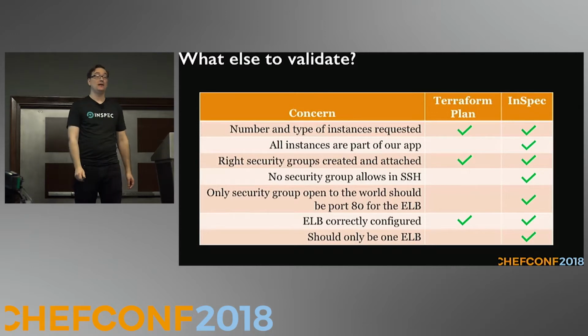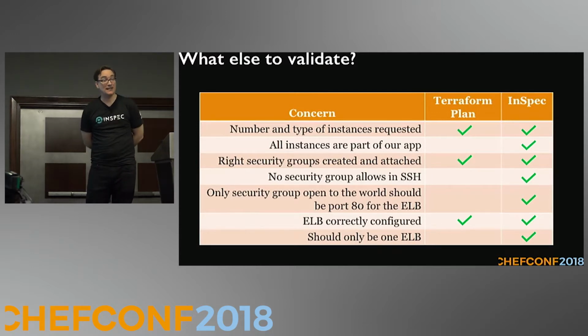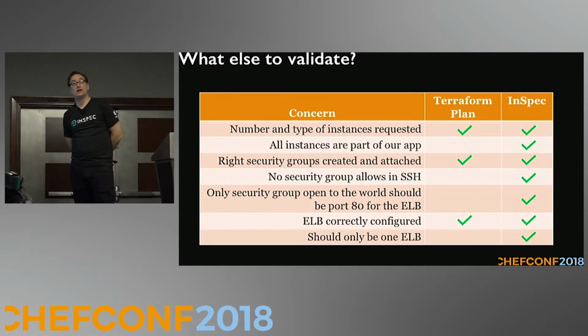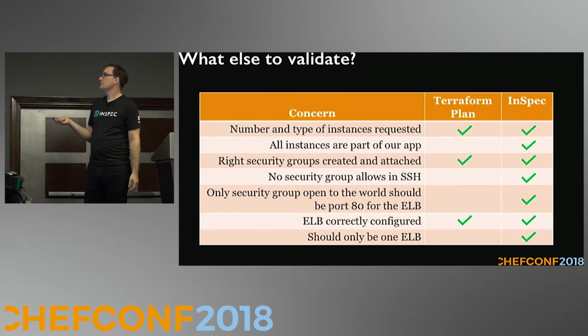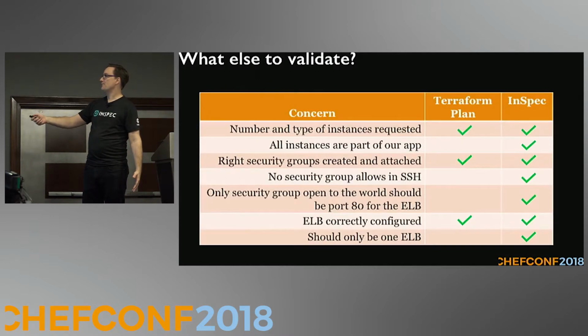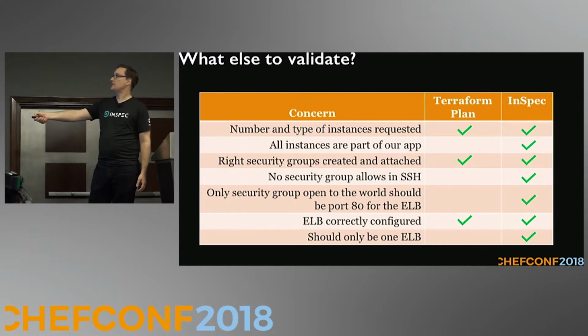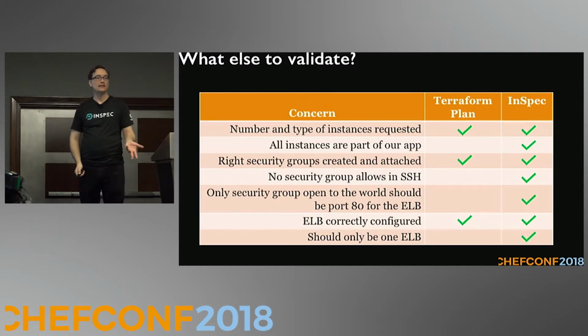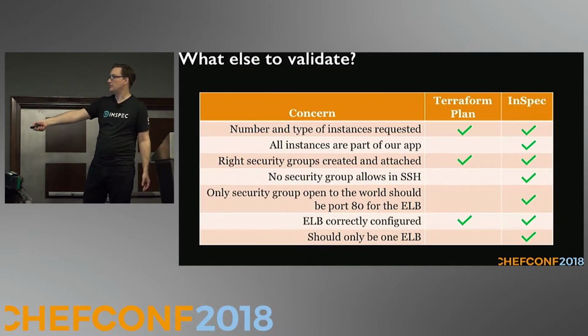So, now that we know we can do this, and we can test negatives, we can look back at our configuration and say, what else would we want to test? We're already able to test the number and type of instances requested. Terraform plan can do that. So I would go ahead and let Terraform plan do it. All these things, I would say go ahead and do it with Terraform plan.